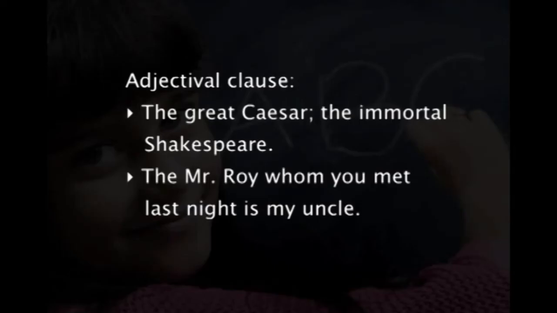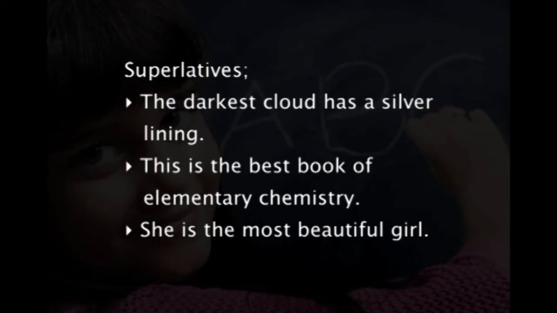We also use the definite article before the names of things unique of their kind, as the sun, the sky, the ocean, the sea, the earth, before a proper noun when it is qualified by an adjective or defining adjectival clause, as the great Caesar, the immortal Shakespeare. The Mr. Roy whom you met last night is my uncle. With superlatives, as the darkest cloud has a silver lining. This is the best book of elementary chemistry.